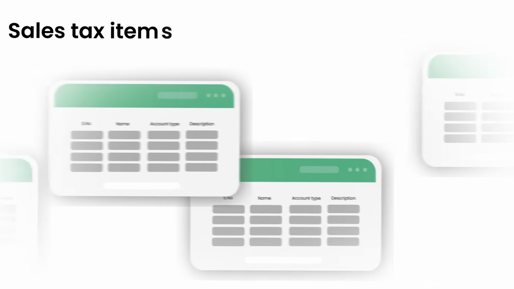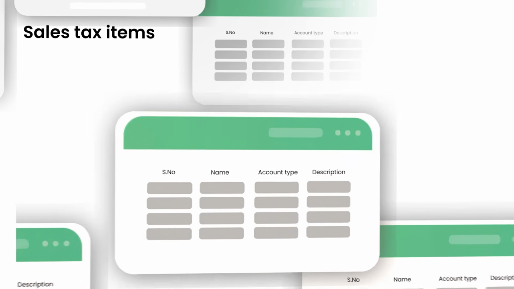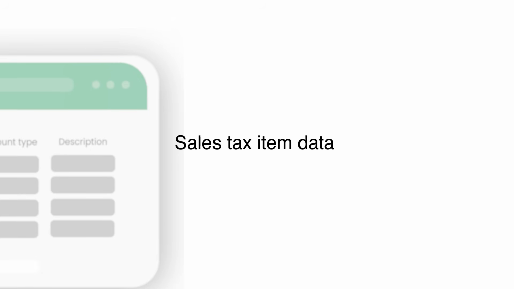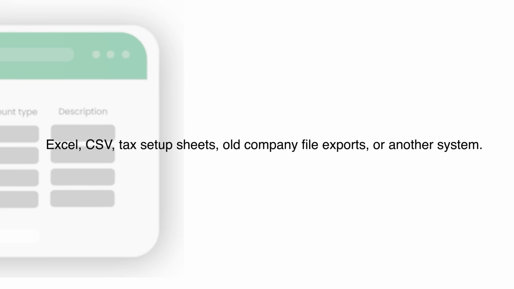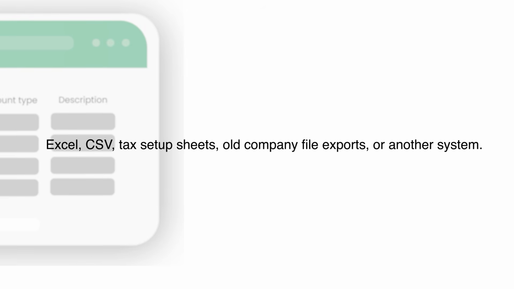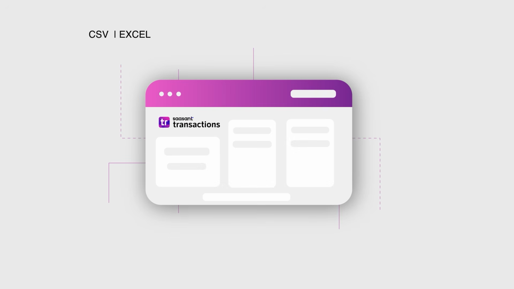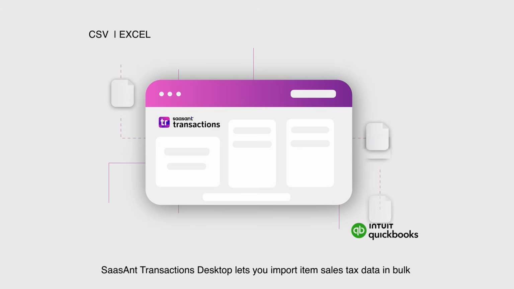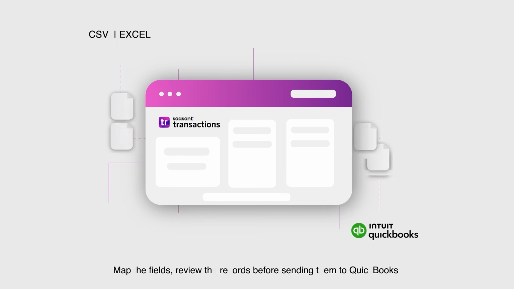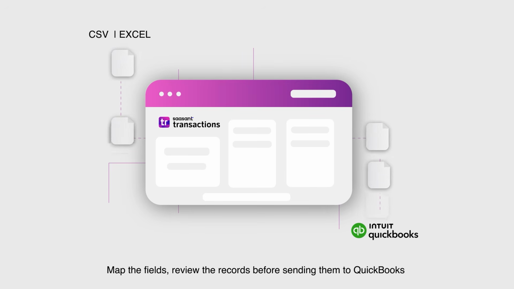Creating sales tax items one by one in QuickBooks Desktop can take time, especially when your sales tax item data is already available in Excel, CSV, tax setup sheets, old company file exports, or another system. Instead of creating each sales tax item manually, SaasAnt Transactions Desktop lets you import item sales tax data in bulk, map the fields, review the records before sending them to QuickBooks Desktop, and download the import result for your records.